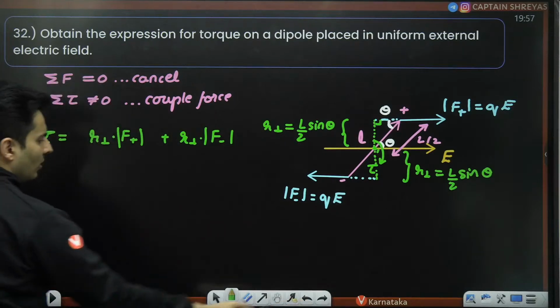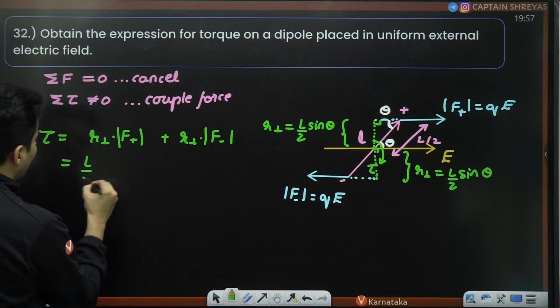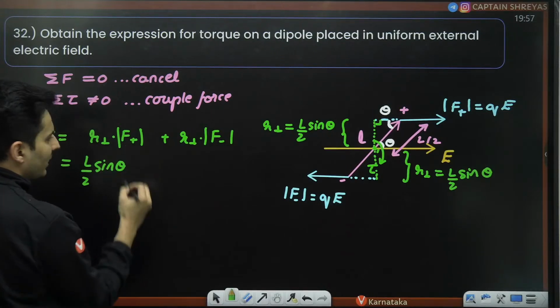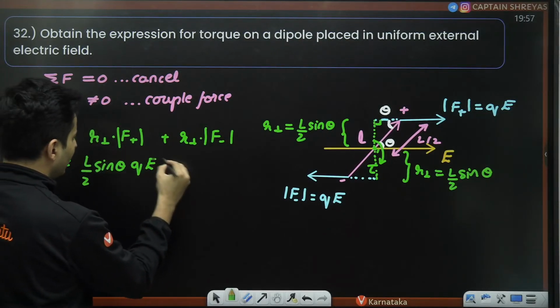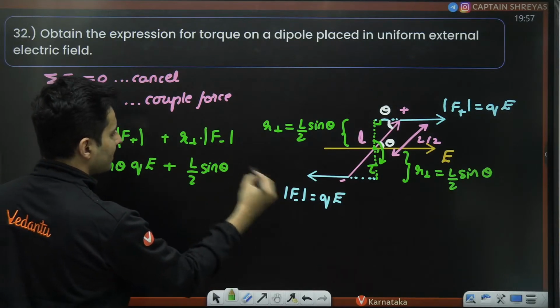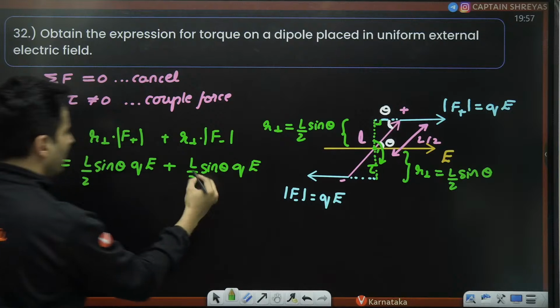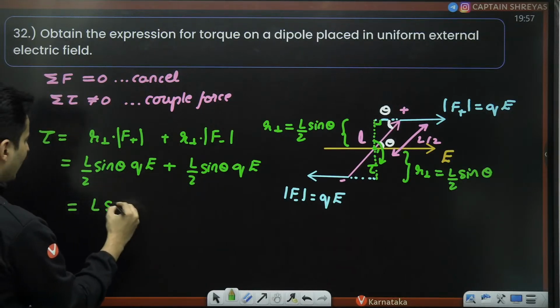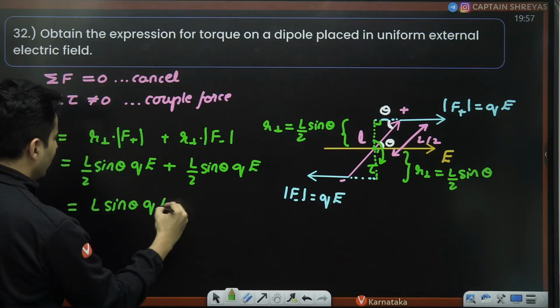Okay. So how much is R perpendicular? L by 2 sine theta. What is that force? It is basically Q into E. R perpendicular again L by 2 sine theta. What is that force? Again it is Q into E. Half plus half is 1. So it will be L sine theta Q into E.